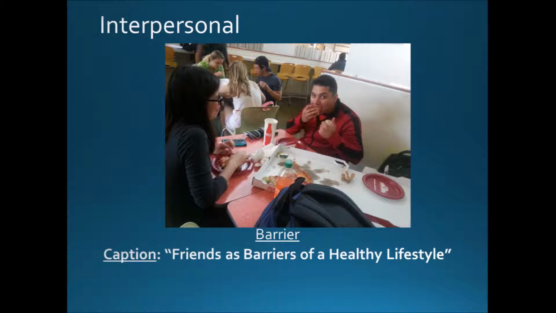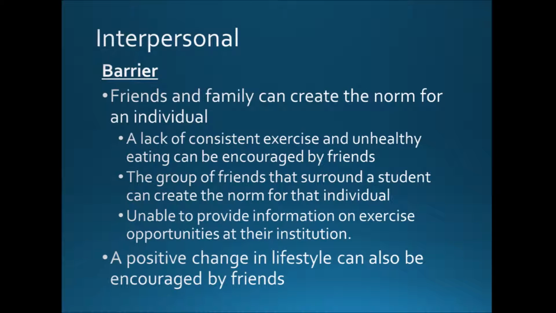This next image is a barrier for the interpersonal level. It is captioned, "Friends as Barriers of a Healthy Lifestyle." As mentioned, this image represents an interpersonal barrier of healthy eating and exercise. Friends can have a large impact on our lifestyle and our perception of the norm. For an individual with friends that do not work out regularly and eat fast food for most meals, this lifestyle may not seem as a large health concern.